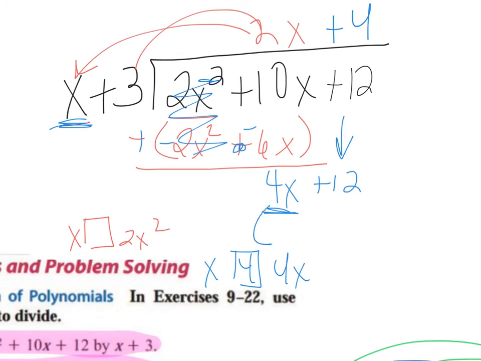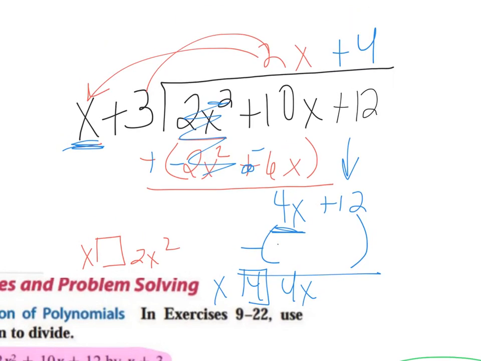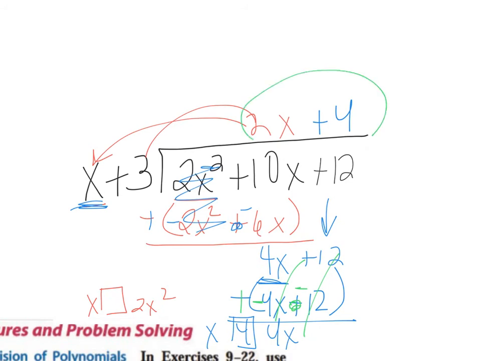So then 4 times x is 4x. 4 times 3 is 12. And now before I combine anything, I'm going to distribute. So it becomes negative 4x and negative 12. So then everything cancels out. So you just have 2x plus 4.